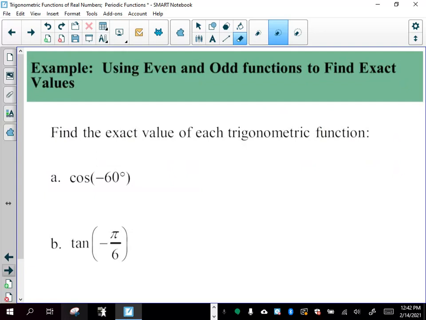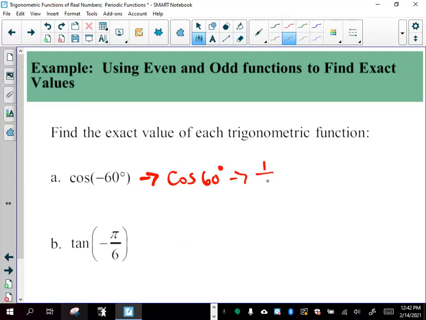So let's apply these odd and even functions to this. Find the exact value of each trig function, starting with cosine of negative 60 degrees. I know that cosine is an even function. Since it's an even function, instead of cosine of negative 60, I can ask what is cosine of 60, which is this right here.